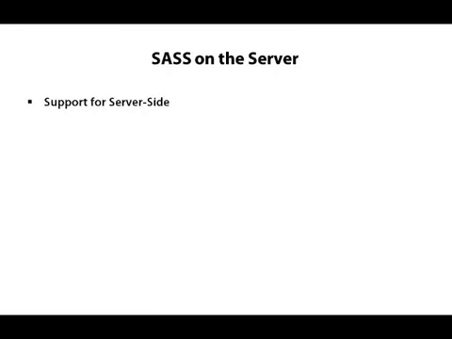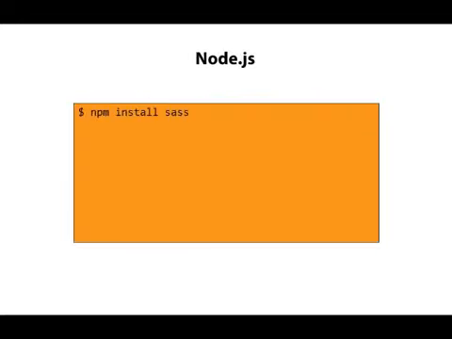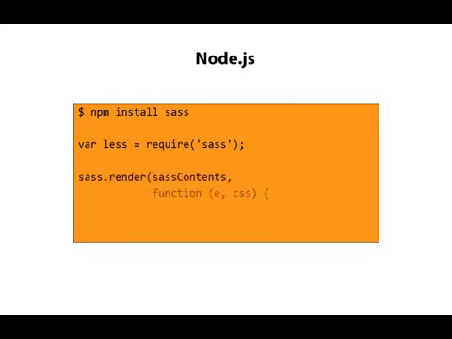So there is support for several server-side technologies, including Node.js, ASP.NET, as well as other plugins for things like Rails and JSP, etc. For Node, you can simply use the Node package manager to install SASS onto the server by requiring the SASS package and then using render to take SASS itself and then export the resulting CSS.